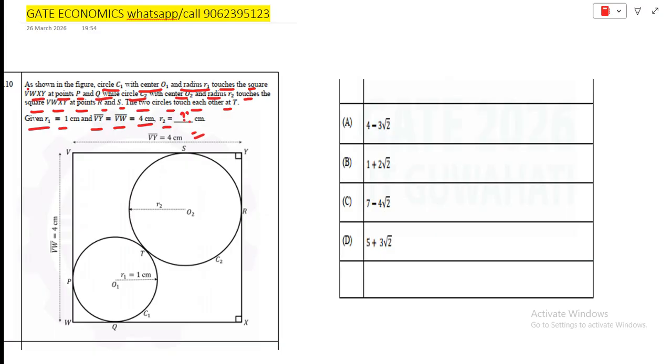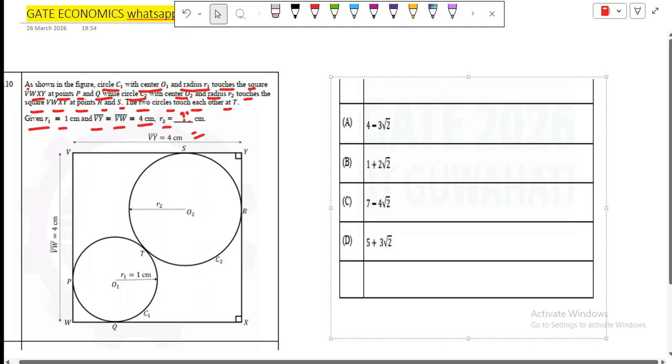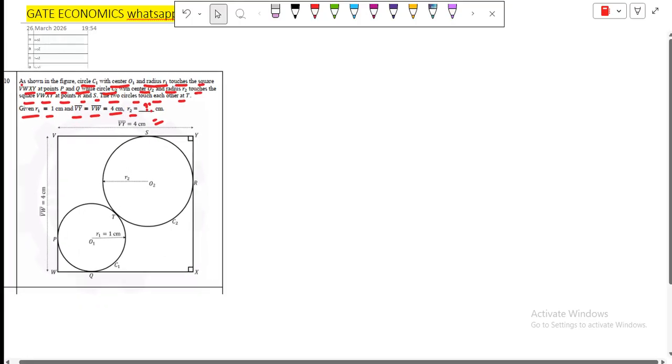Option A is 4 minus 3 root 2, option B is 1 plus 2 root 2, option C is 7 minus 4 root 2, and option D is 5 plus 3 root 2. Okay, so let's solve this together. I'm making it very tiny because I need some space to write.